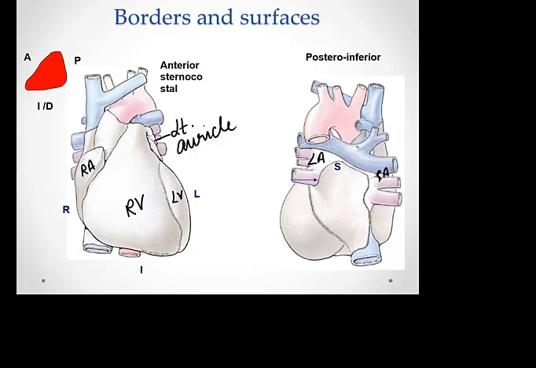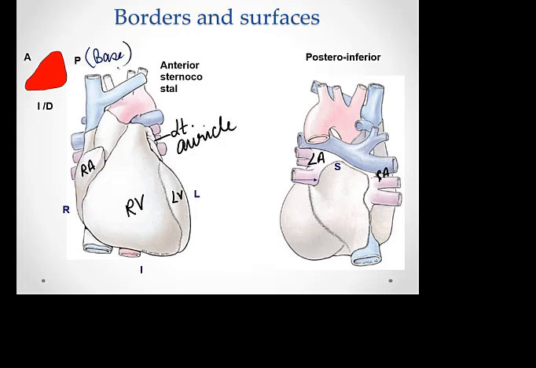During fetal development, the heart was lying like this. So this was the right side, this was the left side. So right atrium, right ventricle, left ventricle. The heart then rotated and came this way. So what happened is the left atrium, most of it went towards the back, which is why you see most of the left atrium on the posterior aspect. And this posterior aspect is also known as the base.